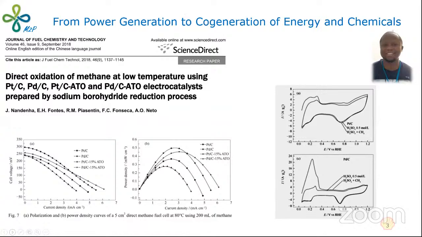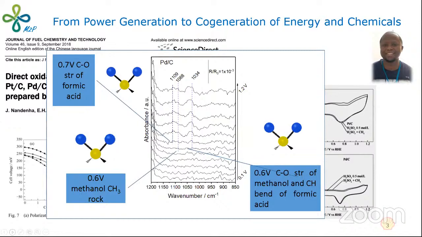But in one of our first results, we used methane to generate electricity in fuel cells. And we noticed that the hydrogen sorption regime increased a lot when methane is added to the electrochemical solution. But methane is generally not oxidized below our potentials, so we would not see energy generation at low overpotential. However, with in situ infrared spectroscopy techniques, we observe products of methane oxidation such as methanol and formic acid.